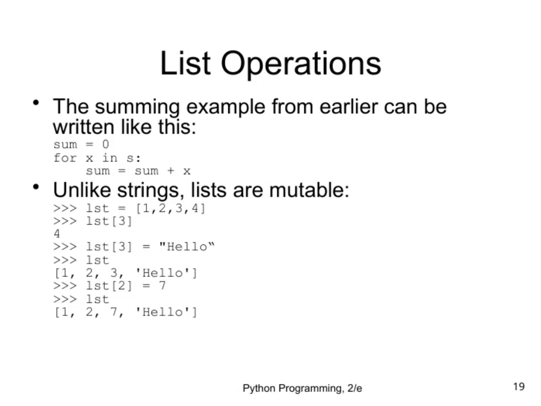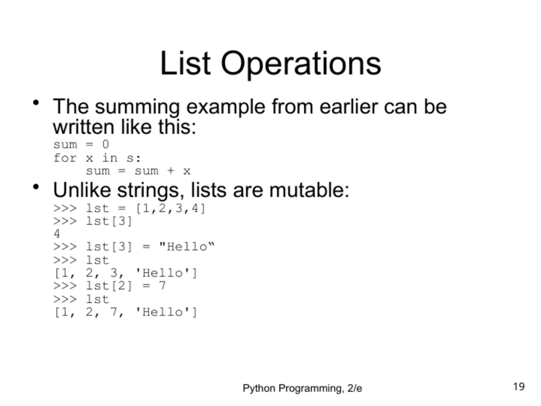Let's take a closer look at the summing example we discussed earlier. Instead of writing out the process, we can represent it like this. We start with a variable called sum initialized to 0. Then, we go through each element in the list S, and for each one, we add its value to sum. This loop continues until all elements are processed, giving us the total sum at the end.